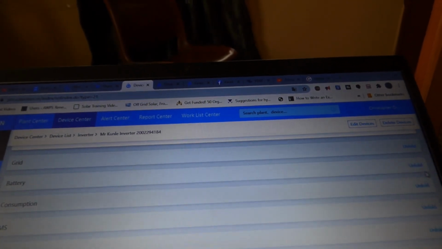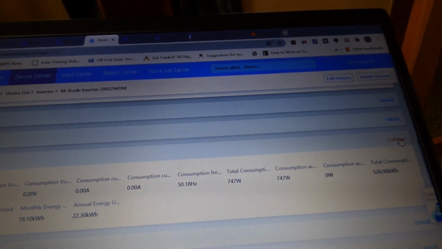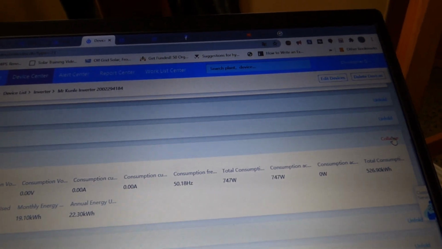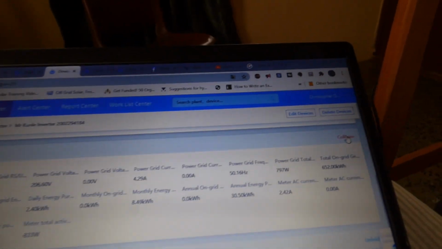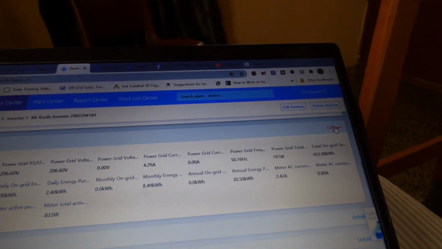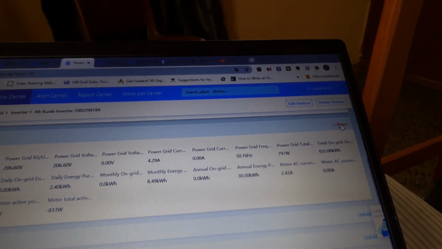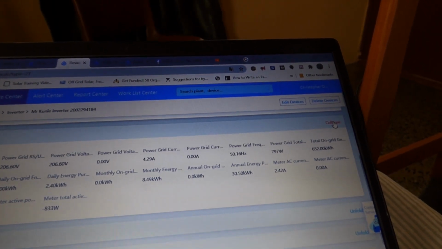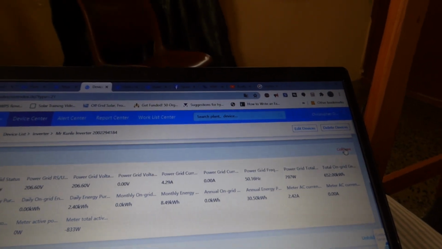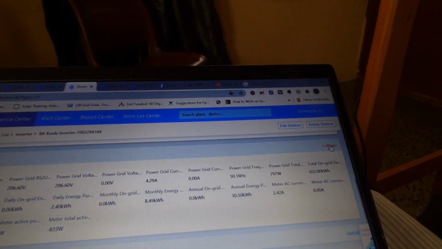So let's look at the consumption and see what that number is. Consumption right now is 747 watts. And then from the grid, they are pulling 797. So there is a 50 watt differential. I can't really tell you what it is. It could be that the inverter uses 50 watts to do what it does. So that could be their consumption plus whatever it takes to run the inverter. That's what that 797 is.